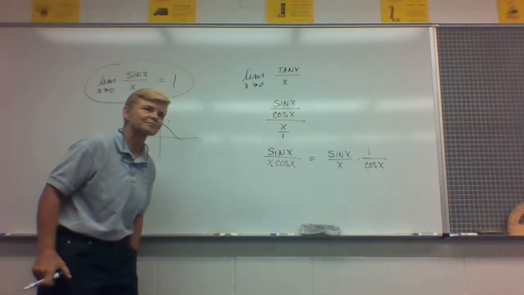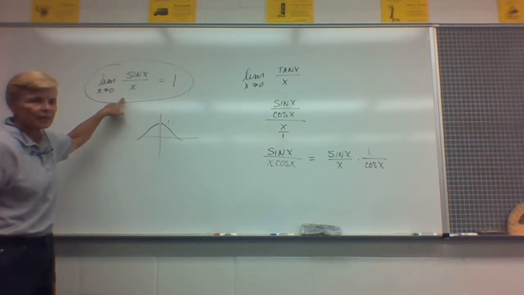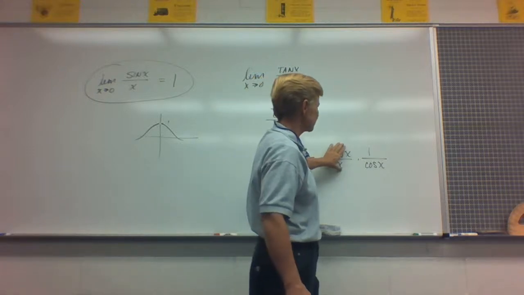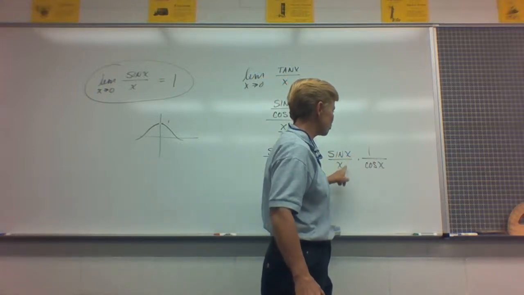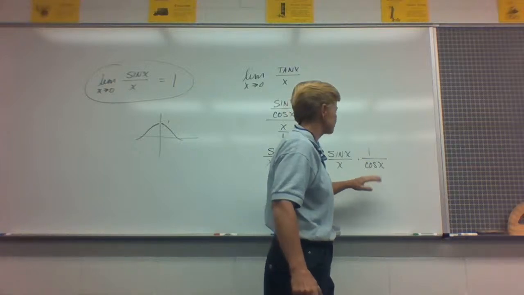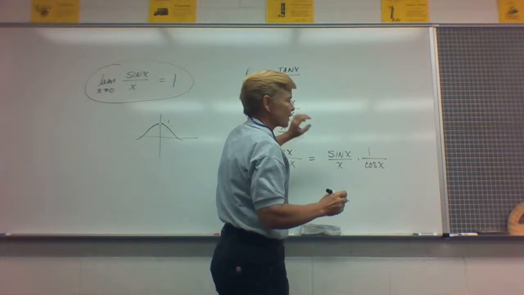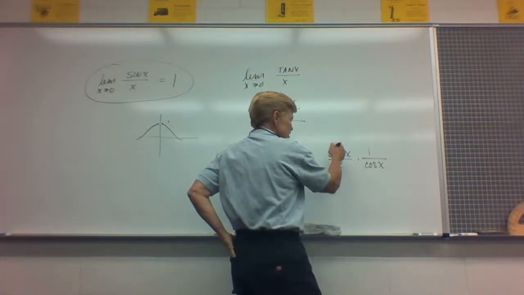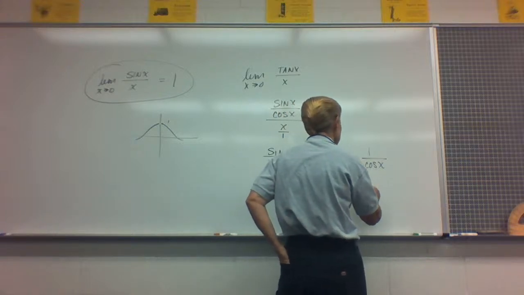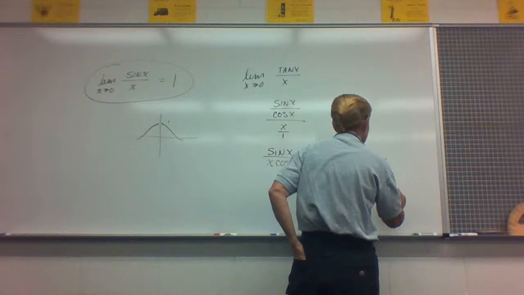Why did I do that? Because I know this limit. And remember, the property said, if I can find this limit and I can find this limit, I can multiply the two limits. Right? Okay. Well, this limit, so I'm bringing the limit idea back home without writing it, this limit is 1. So I have 1 times the limit as x approaches 0 of 1 over cosine x.